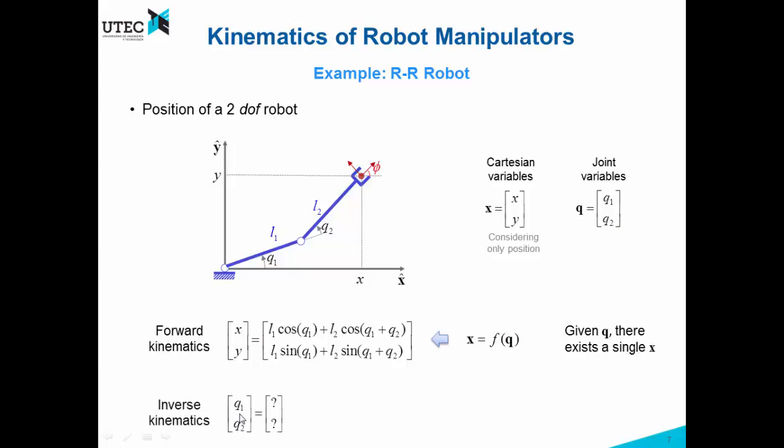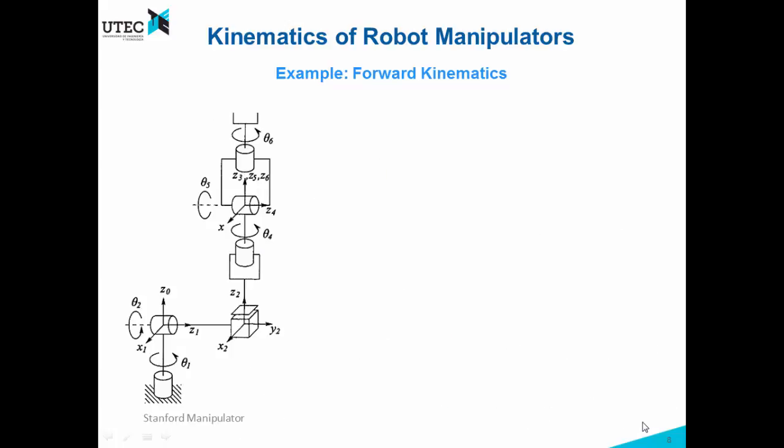Inverse kinematics is the opposite. Now in inverse kinematics, we want to find q's, and we have x and y. So the problem is, what comes here? What are the expressions that we need here? The problem now is q equals the inverse of x. So given x, does there exist a single q?